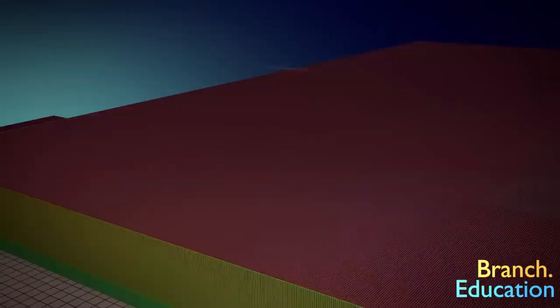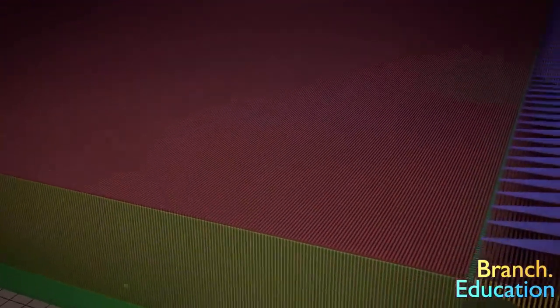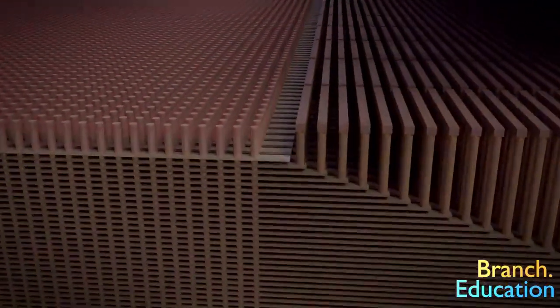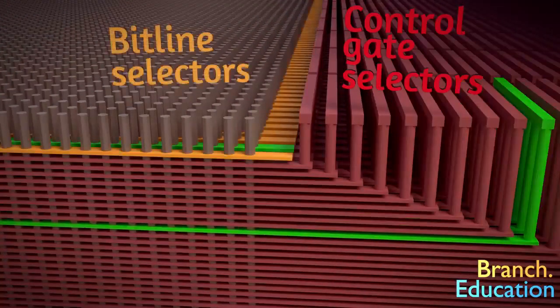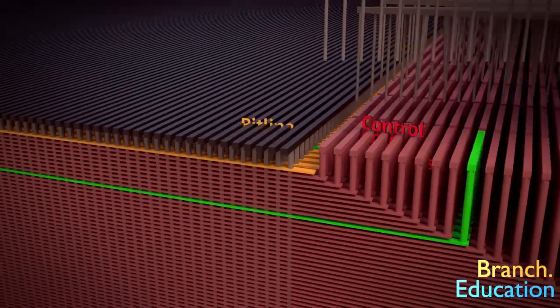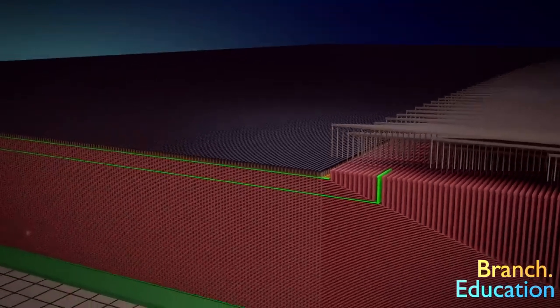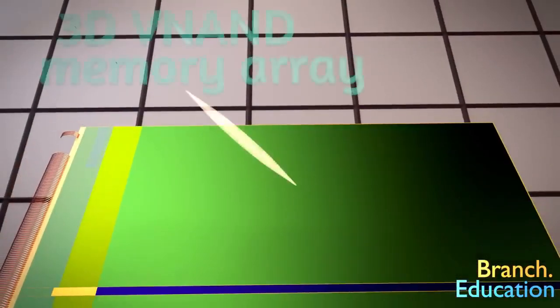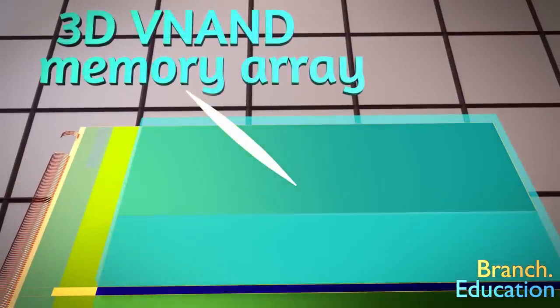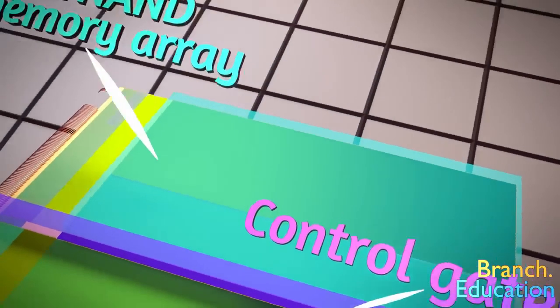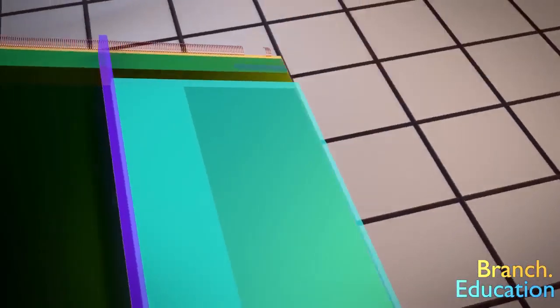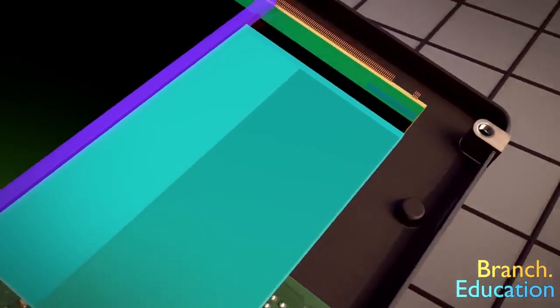In order to isolate and determine which row and layer to write to or read from, control gate selectors are used along layers and bit line selectors are used along the rows. We're going to zoom out to the view that we had earlier, where we can see the overall microchip. Here's the 3D array of charge trap flash cells and control gates that we were just looking at. This is a massive layout of memory cells, but engineers didn't stop there.